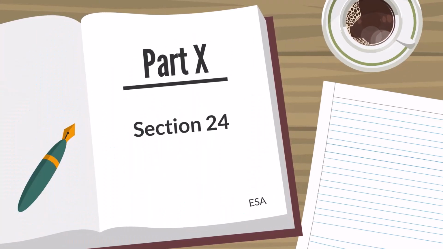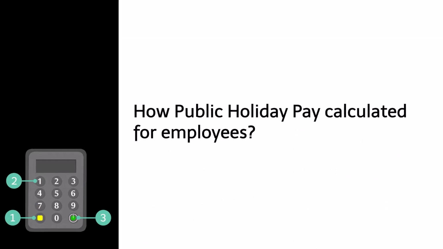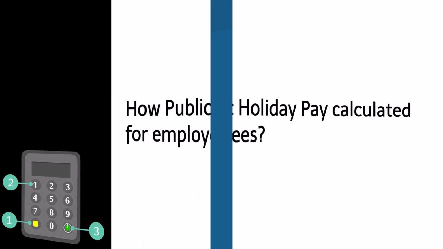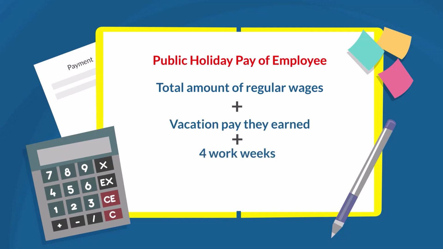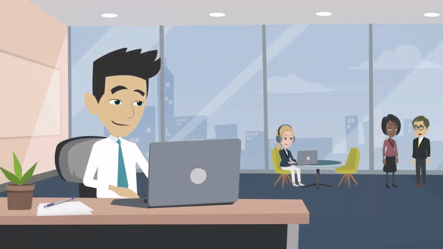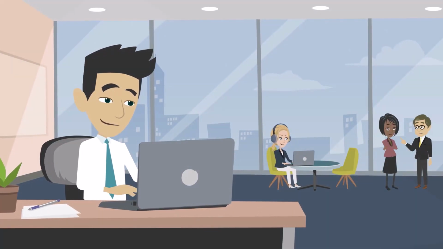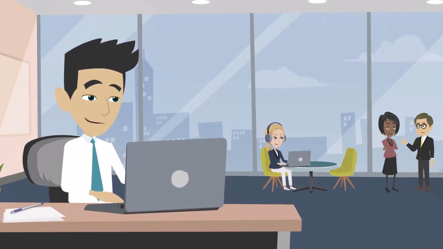Starting with Section 24, it details how public holiday pay is calculated for employees. Essentially, an employee's pay for a public holiday is calculated based on the total amount of regular wages and vacation pay they earned in the 4 work weeks preceding the week in which the public holiday occurred. This amount is then divided by 20.